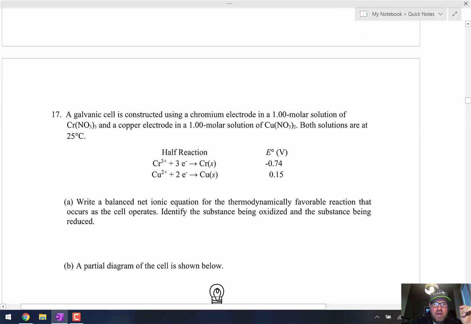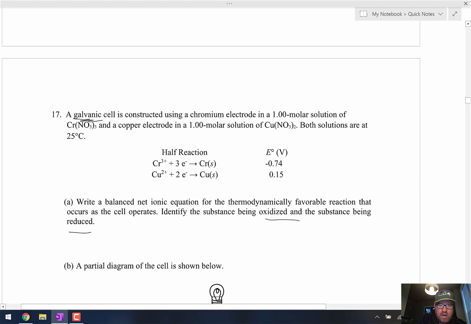Let's look at another one here. Again, right away, what's being oxidized and what's being reduced? In this case, they don't tell you much. They do tell you it's galvanic, though. Remember, galvanic and voltaic are the same thing. So if it's galvanic, it has to be a positive cell potential.